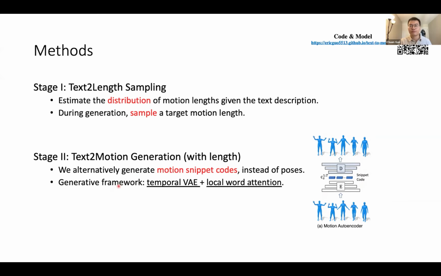And also for the generative framework, we use the temporal variational autoencoder plus local word attention and some positional encoding to encode the time step.